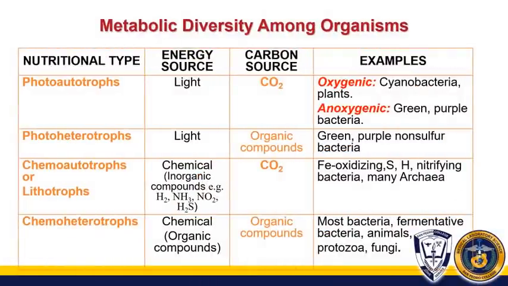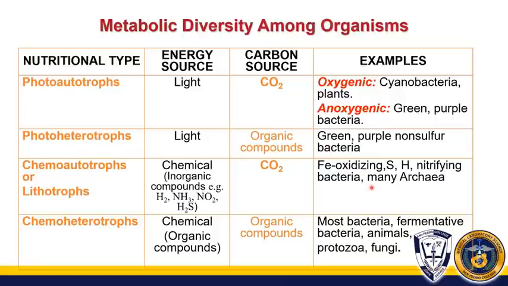Thus, on the basis of carbon and energy sources for growth, four major nutritional types of prokaryotes may be defined. Some of our purple and green bacteria that are non-oxygen producers belong to photoautotrophs. Of course, our oxygen producers like cyanobacteria and some algae and even plants belong to this group as well. Some of our purple and green bacteria also belong to photoheterotrophs.